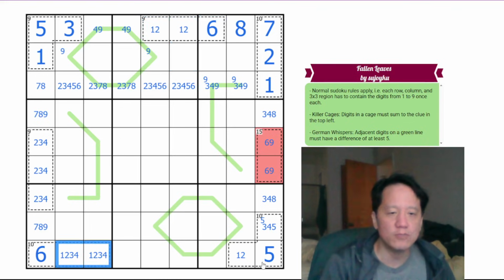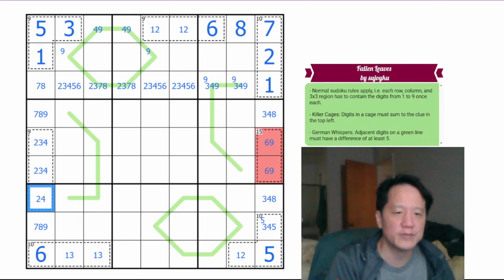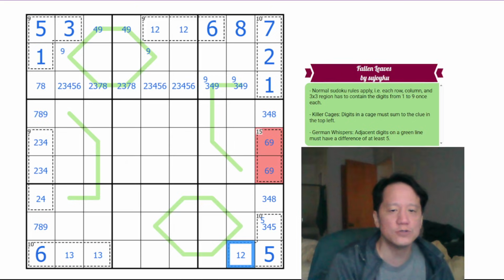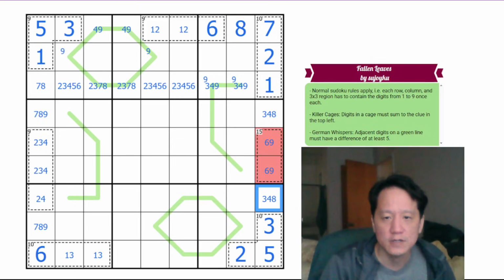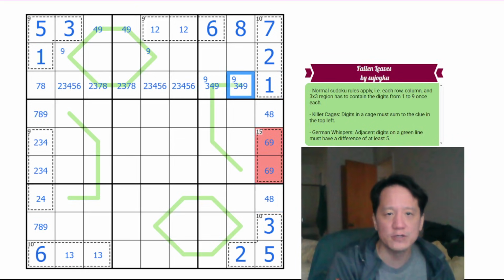This must be 1 and 3. Sorry, yeah, 1 and 3 adding up to 10. So that eliminates 3 in the rest of the box, and 1 and 3 in the row. So this can't be 1. This is 2. So this is 2, 5, and 3 adding up to 10. So this cannot be 3 here. There's no 3 here.